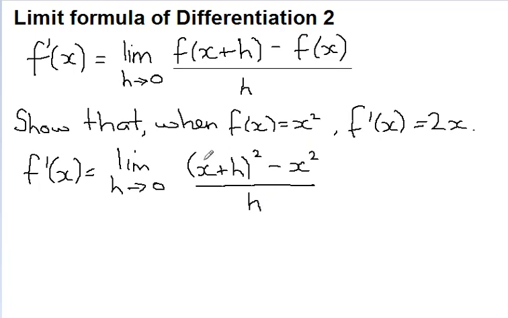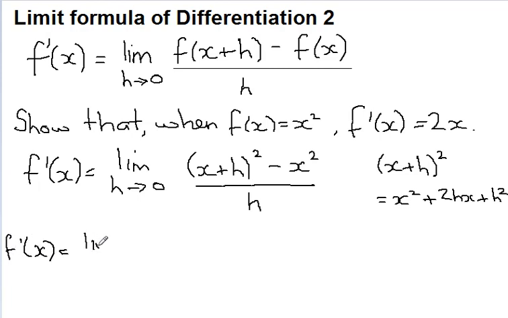I've got this here which I'm going to have to expand out, so I'll just do this on the side. So x plus h all squared is x squared plus 2hx plus h squared. If you write out the double brackets and expand it out, that's what you get. So now I'll use that in my formula.